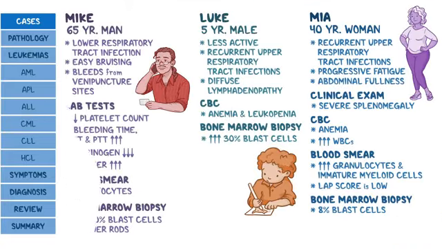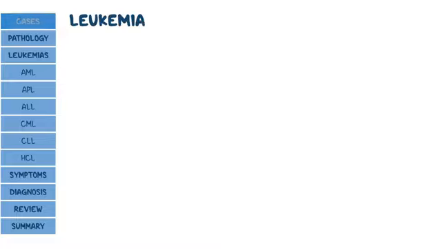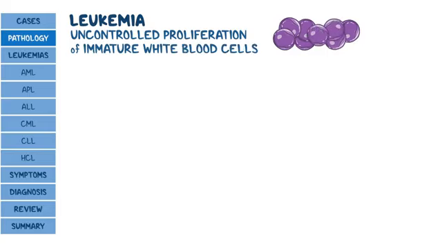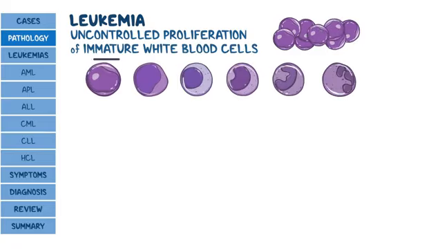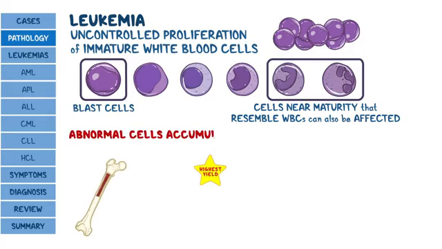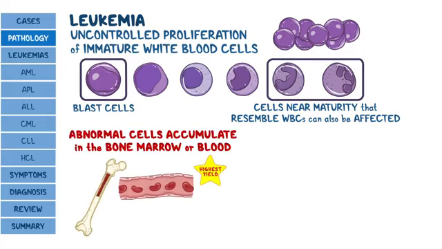Okay, so all 3 people have leukemia. Leukemias can occur when there's uncontrolled proliferation of immature white blood cells. The most immature type of cells are called blast cells, but sometimes cells near maturity that resemble normal white blood cells can also be affected. Whatever the stage, these abnormal cells accumulate in the bone marrow or blood.